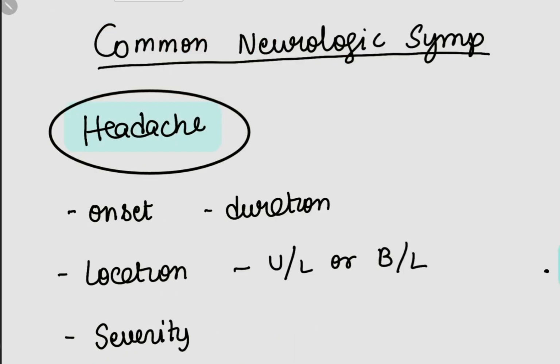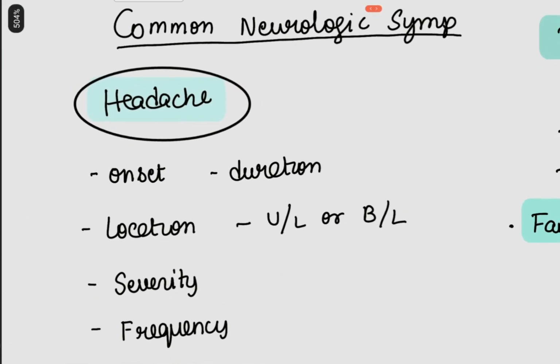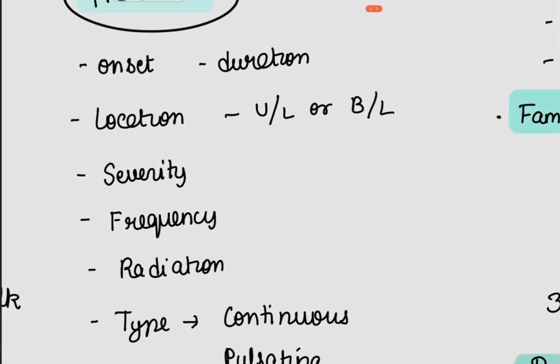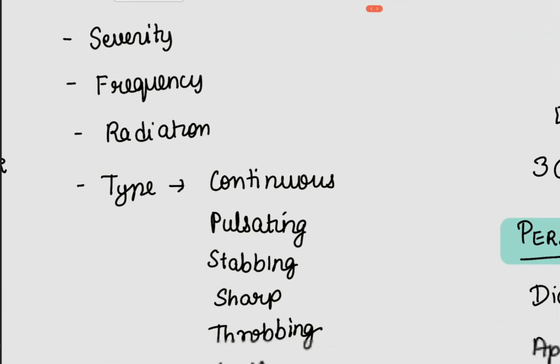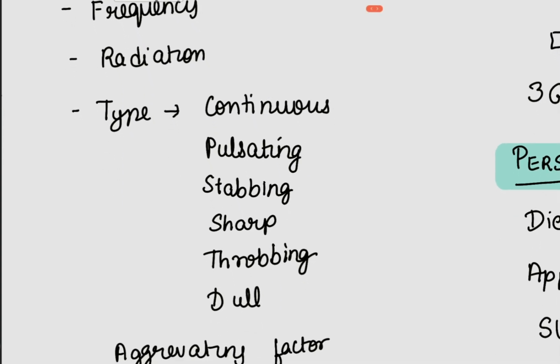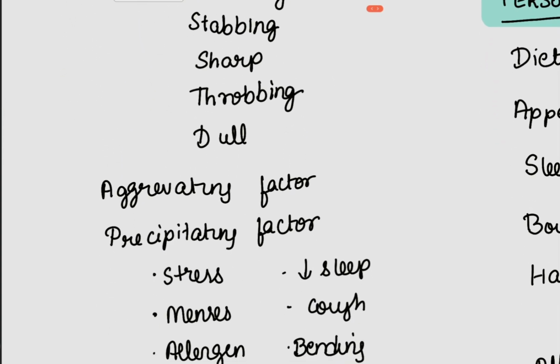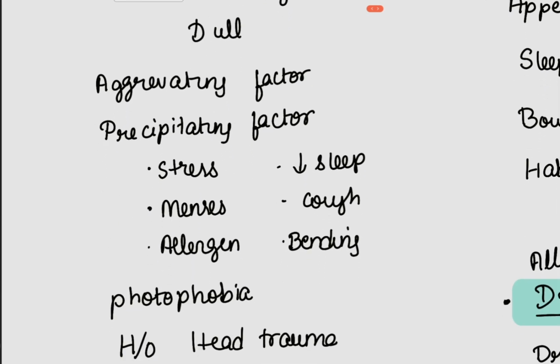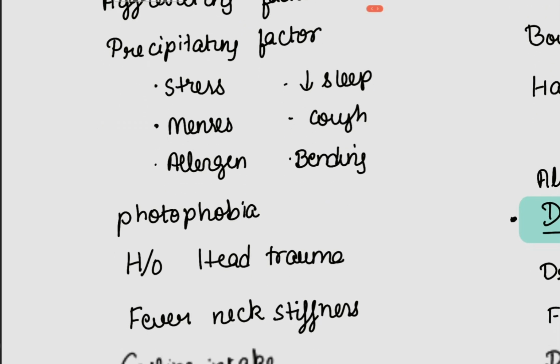For the examiner's viva perspective, what if the patient had headache? How do you investigate? It's simple: onset, duration, location, unilateral, bilateral, severity, frequency, radiation. Where does the headache radiate to? Does it radiate to the shoulder or back? Then types of headache: continuous, pulsating, stabbing, sharp, throbbing, dull. Aggravating factor, precipitating factor. Precipitating factors usually include stress, menses, allergens, decreased sleep, cough, bending.